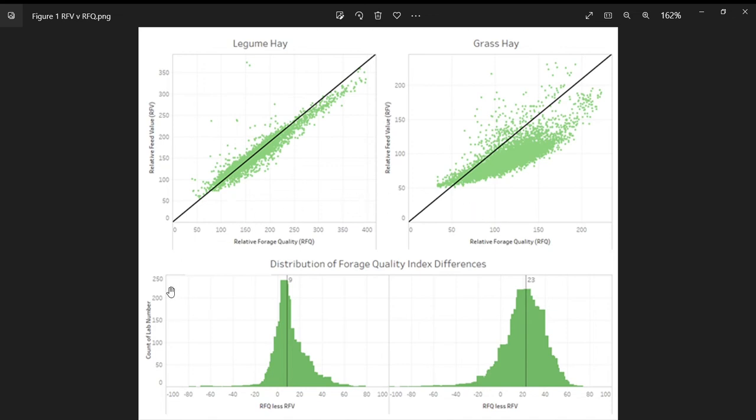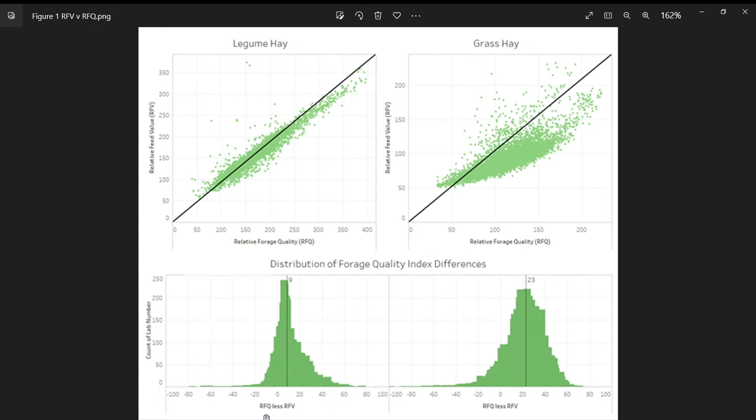Now, looking at the bottom of this figure, what kind of differences should be expected and when should you start to be concerned when things aren't quite matching up? So again, we've got legume hay here and grass hay here. On our vertical axis, we have the count of the lab numbers, and then we have the difference between RFV and RFQ. Now, as I said, typically RFQ is going to be higher than RFV, so that's why we chose to do it RFQ less RFV instead of the other way around.